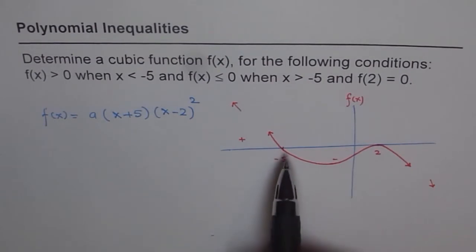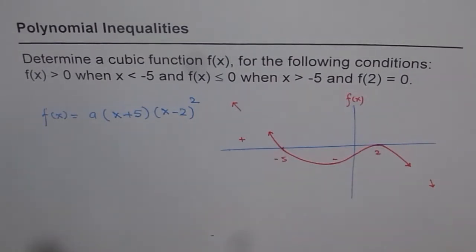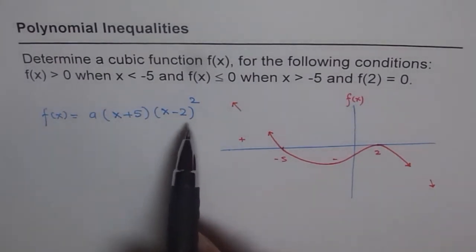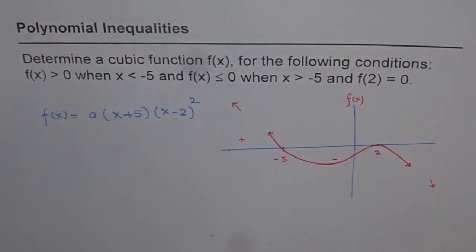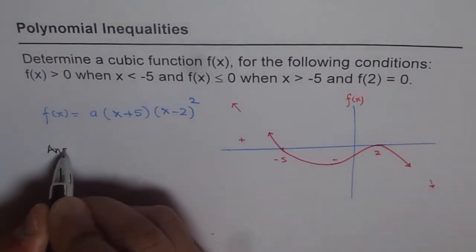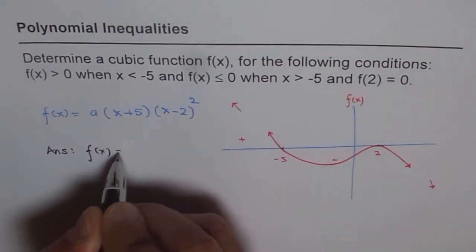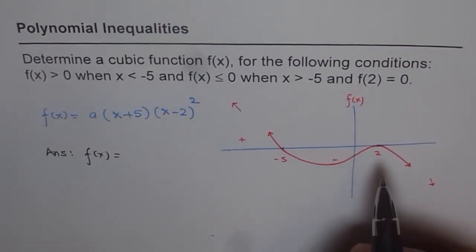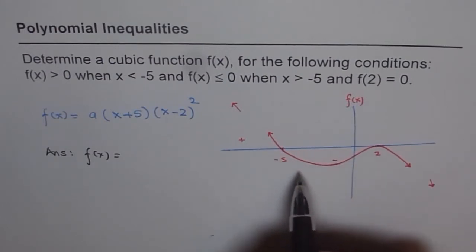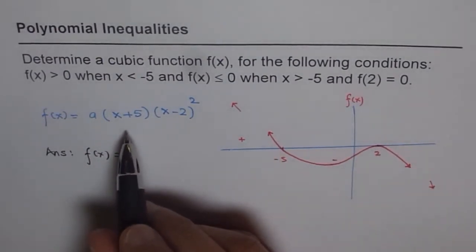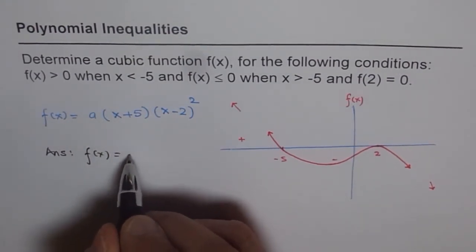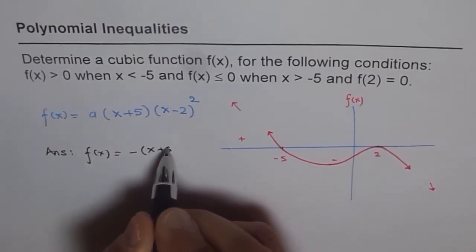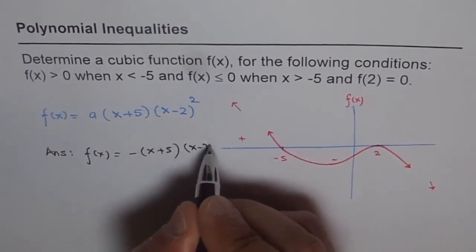Since we have two x-intercepts and the degree is 3, it means it's a cubic function. So we can write down any answer with any value of a. That's what I'm trying to say here. So our answer will be that f of x is equal to, we can take any value of a, positive or negative. That is something which you have to decide. If the behavior is like this, then a has to be negative. So let's write a as negative: negative times x plus 5 times x minus 2 whole squared.